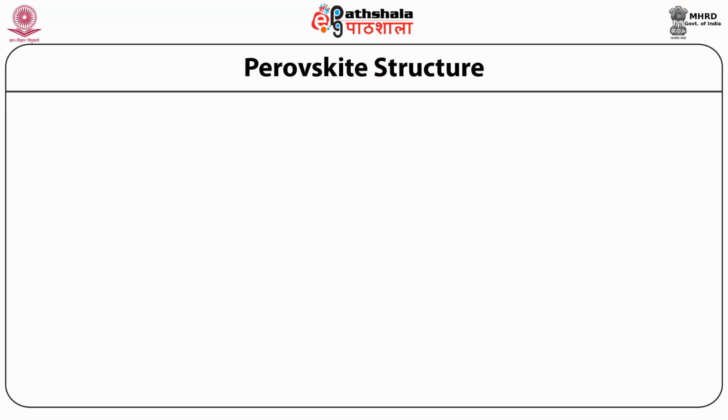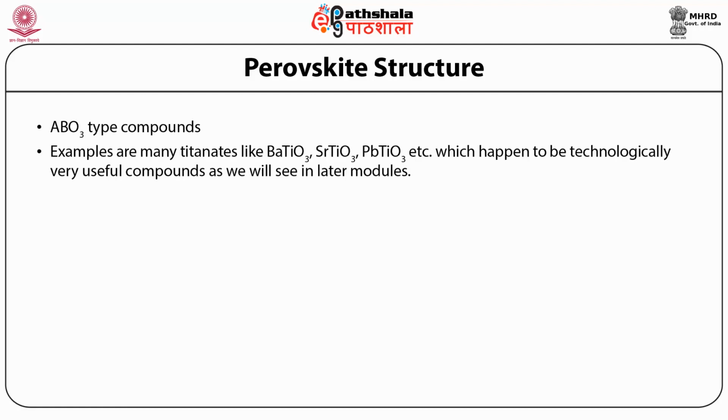So let us discuss perovskite structures. The perovskite structures have a formula of ABO3. They are ABO3 type compounds. Examples of perovskite structures are barium titanate, strontium titanate, lead titanate, etc. Such perovskite structures are mainly titanates, which happen to be technologically very useful compounds, as we will see in the later modules.